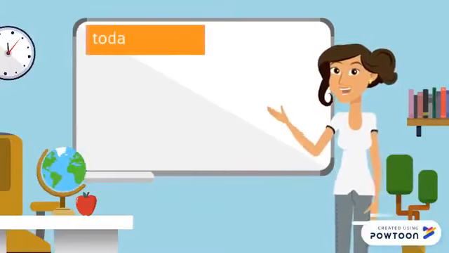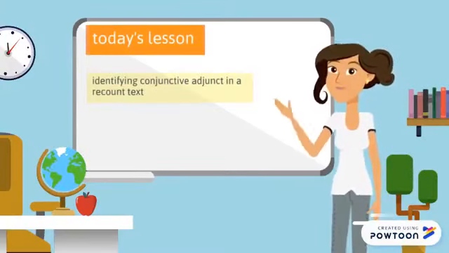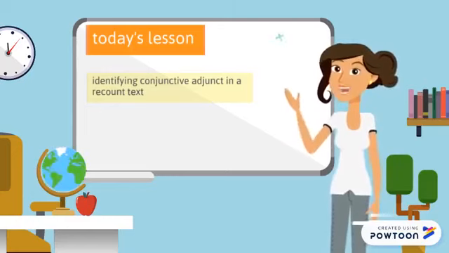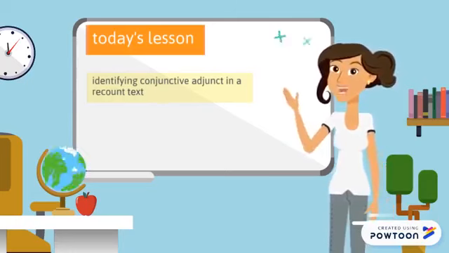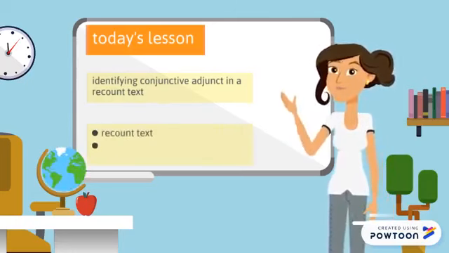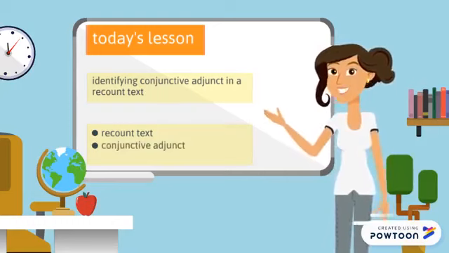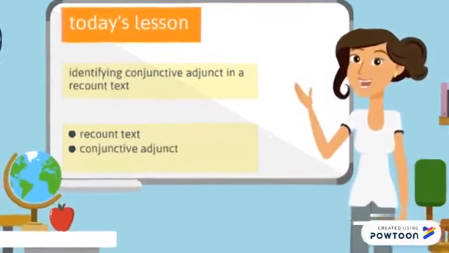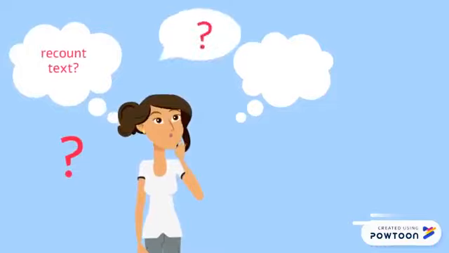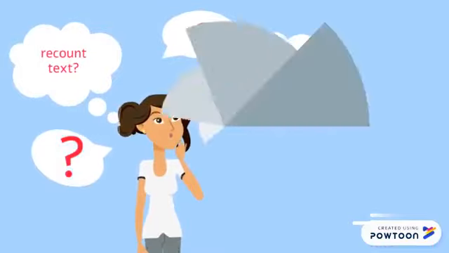We're gonna learn English today, so I'd like to show you how to identify conjunctive adjunct in a recount text. So the first one we're gonna talk about is recount text, and the second one is conjunctive adjunct. So what is recount text and conjunctive adjunct?